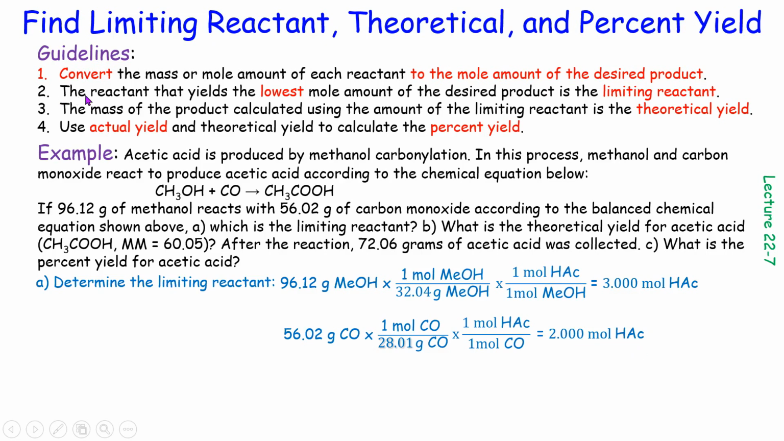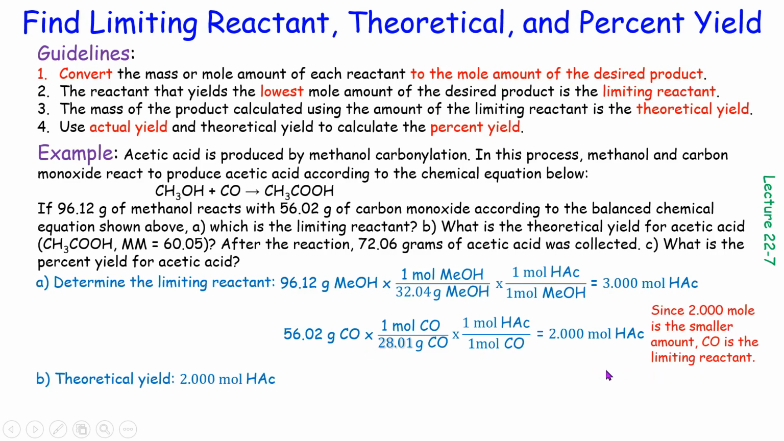Guideline number 2. The reactant that yields the lowest mole amount of the desired product is the limiting reactant. Okay, which number of these two is lower? Of course, this one. And then the reactant that produces this number, that's a limiting reactant. So therefore, carbon monoxide is the limiting reactant.